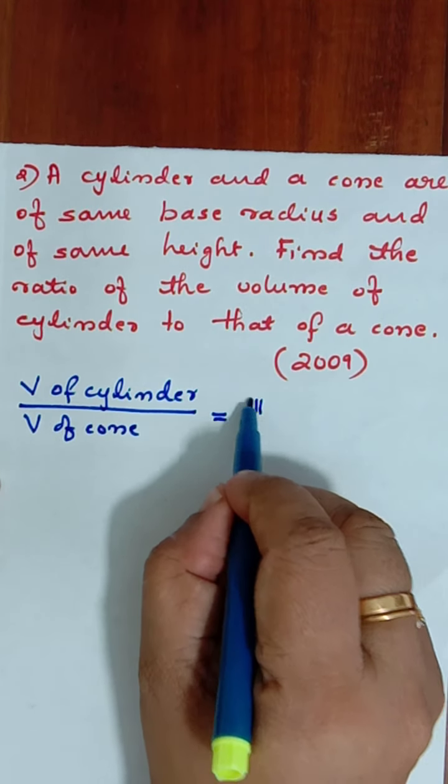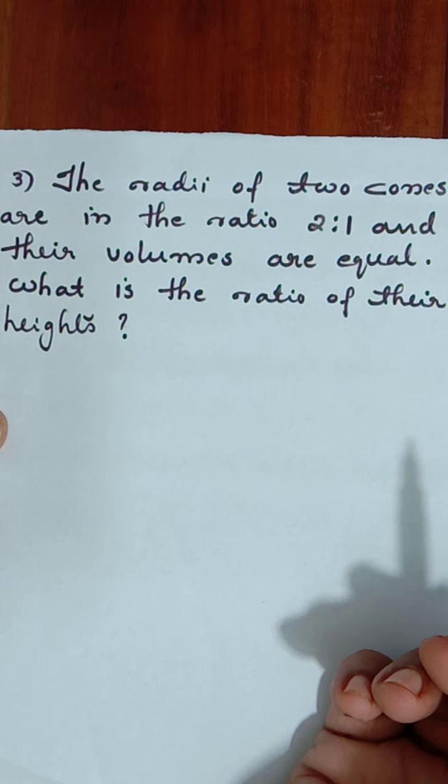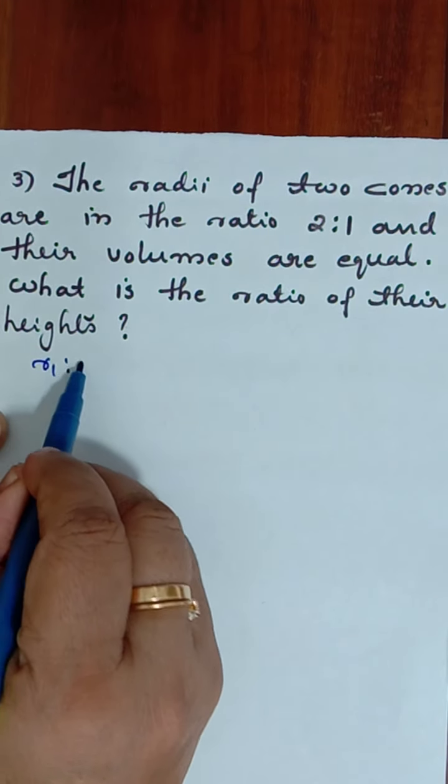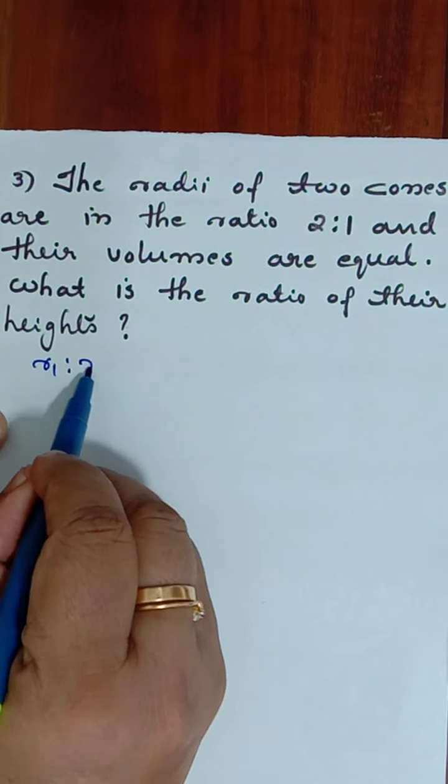Question number 3. The radii of two cones are in the ratio 2:1. Radii of two cones, let it be R1 is to R2 equal to 2:1, and their volumes are equal. Volume of first cone, that is V1, equal to V2, volume of the second cone. What is the ratio of their heights? So if R1 is to R2 equal to 2:1, let us take R1 equal to 2x and R2 equal to 1x, that is x itself.